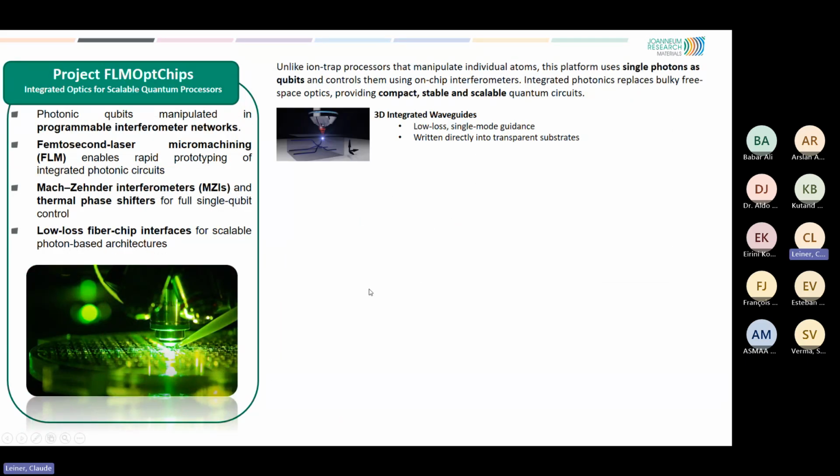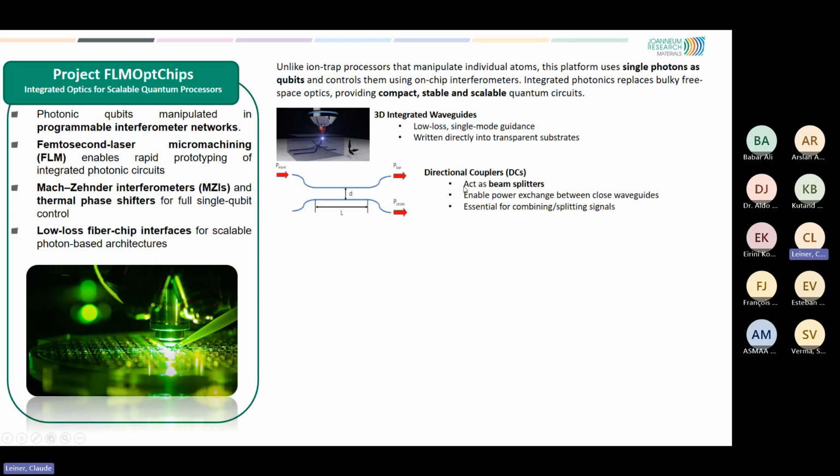Another way to build a quantum computer is to use photons as qubits. And also here you can use these 3D integrated waveguides. You can use this waveguide writing again. Then you can make directional couplers. A directional coupler is two such waveguides which are written in parallel with a really low distance, and they act as beam splitters.